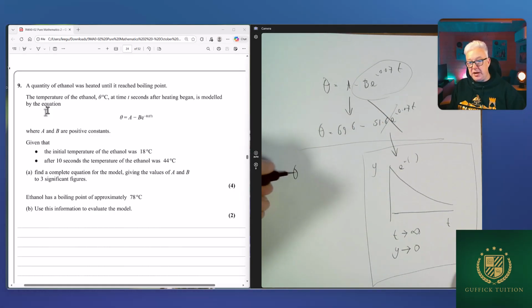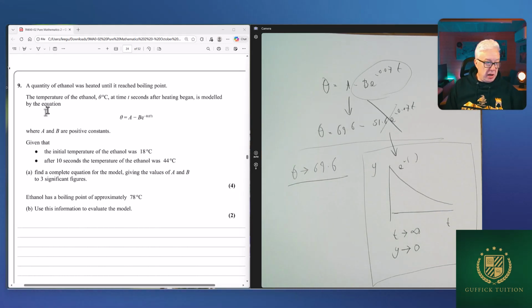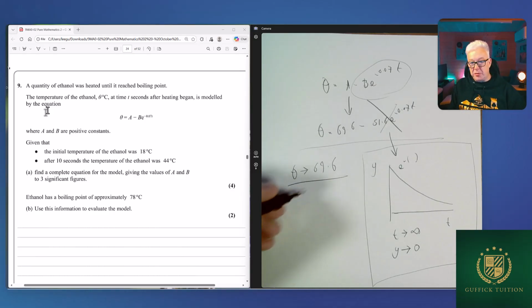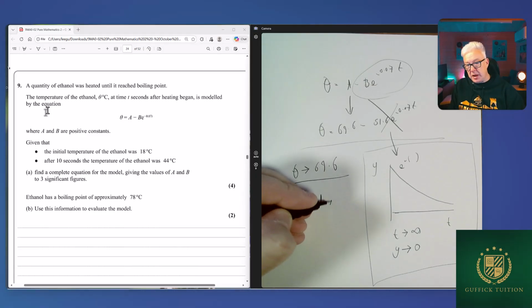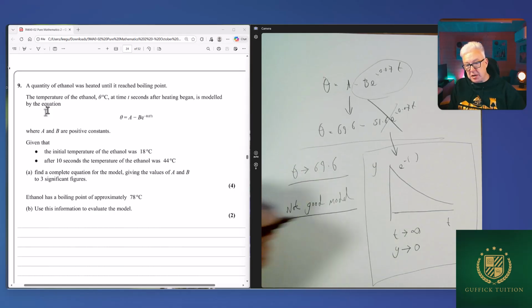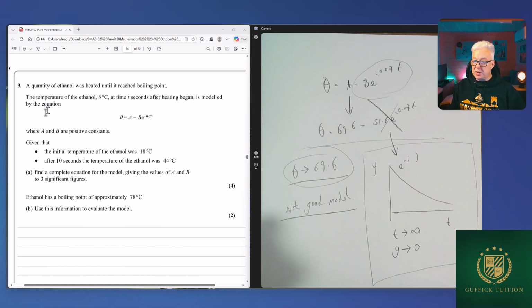So in other words, theta in our model is tending towards 69.6, which means that our model predicts that ethanol is going to boil at 69.6 degrees. Okay, so that's a lot lower than 78 degrees. So we're going to say it's not an appropriate model. Okay, so it is not a good model. And the reason it's not a good model is because our model predicts 69.6, which is not matching the actual value of 78 degrees. Perfect.